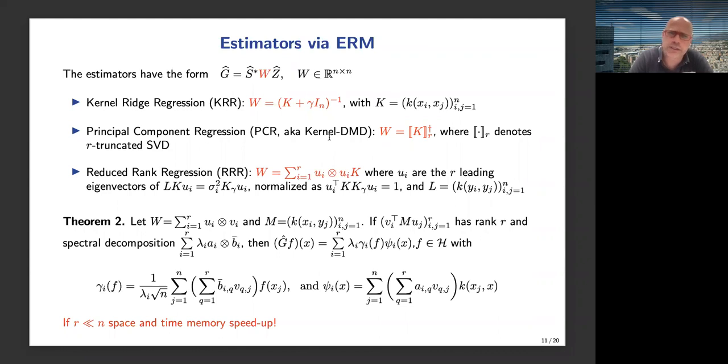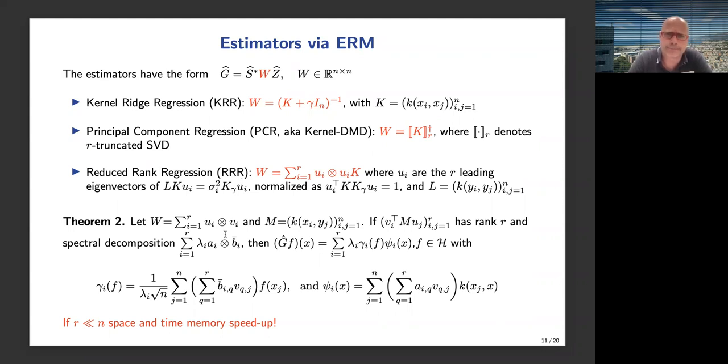The third estimator, which is our proposal, is a reduced rank estimator, which minimizes the empirical risk over the set of at most rank R operators. So the operator G that we seek is constrained to have rank R. And in addition, there is also a Tikhonov type regularizer added to the empirical risk. This reduced rank regression estimator is well studied in statistics. In the case of finite dimensional spaces, what we do here essentially is to extend it to the Hilbert space setting.